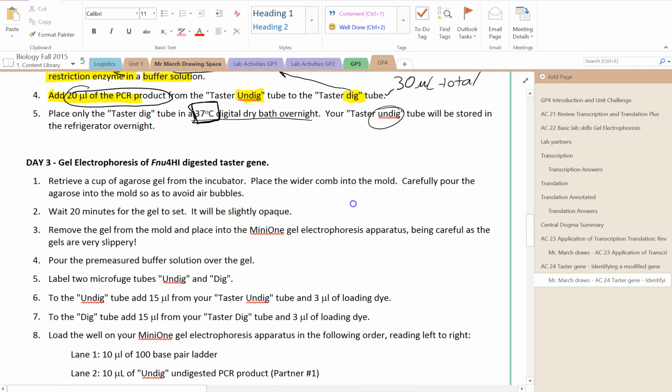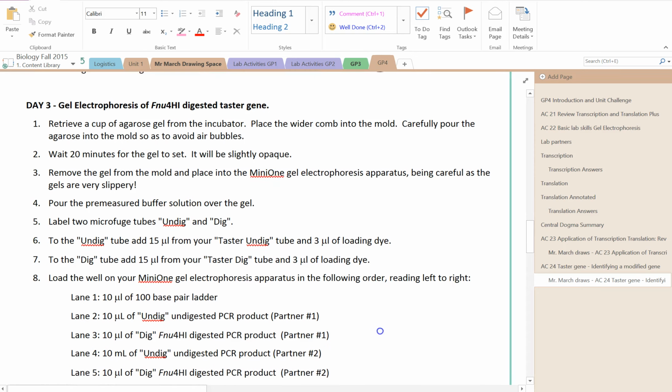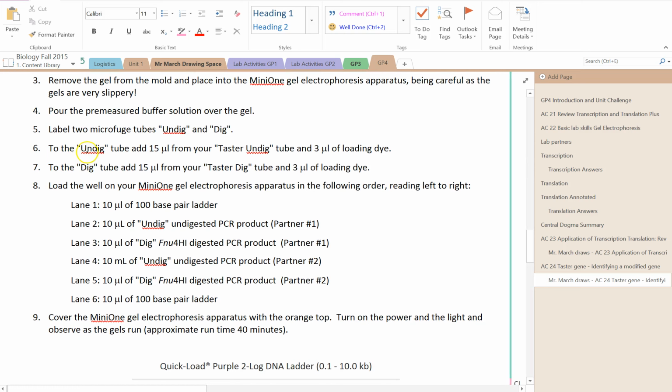So when we come in on day 3, we'll pour our gel in the normal way. We'll use the large well combs, so we'll have 6 lanes to run. To 2 new microcentrifuge tubes that we've labeled, we'll add 15 microliters from yesterday's undigested tube. We're going to add it to a new tube that we've labeled undig, and we're also going to add 3 microliters of loading dye to that tube. So that tube now should have 18 microliters in it, and we're going to load 10 of that into lane 2.